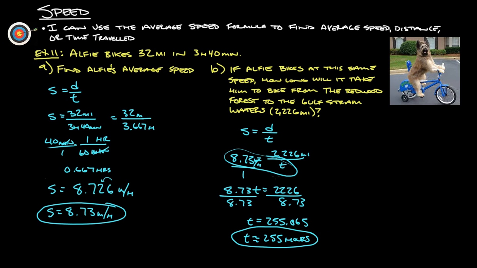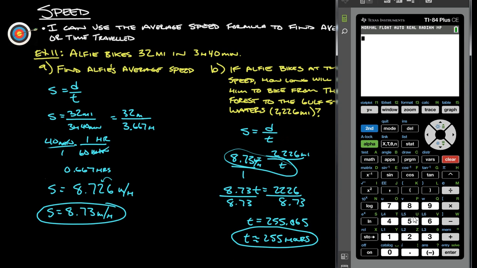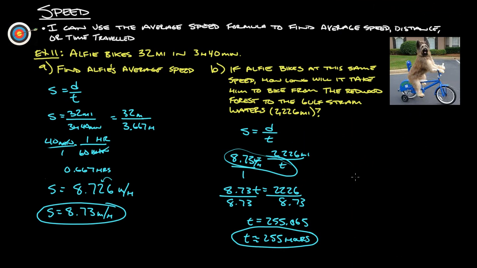Now, just a really quick thing here. Let's see what would have happened if we would have taken 2226 divided by 8.73, to see if it would have thrown our answer off at all. That gives us 254.98, which also rounds to 255 hours. So in this case, we would have been okay, but sometimes it throws it off enough where your answer would be off a bit, and that's going to lose you probably a point on your IB test later on if you happen to take that.